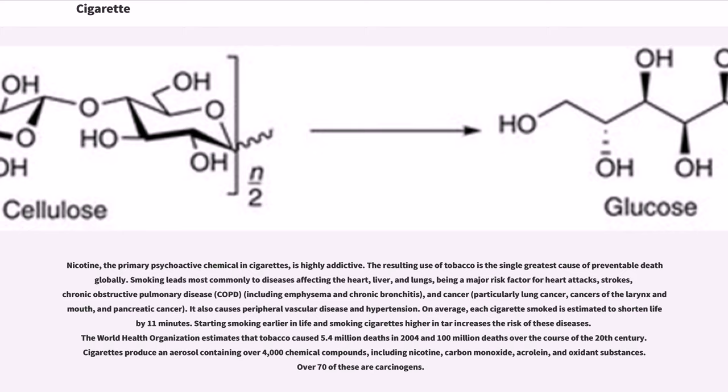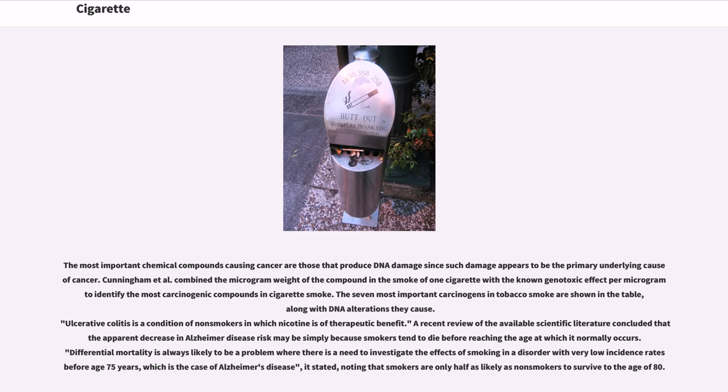Starting smoking earlier in life and smoking cigarettes higher in tar increases the risk of these diseases. The World Health Organization estimates that tobacco caused 5.4 million deaths in 2004 and 100 million deaths over the course of the 20th century. Cigarettes produce an aerosol containing over 4,000 chemical compounds, including nicotine, carbon monoxide, acrolein, and oxidant substances. Over 70 of these are carcinogens. The most important chemical compounds causing cancer are those that produce DNA damage, since such damage appears to be the primary underlying cause of cancer.